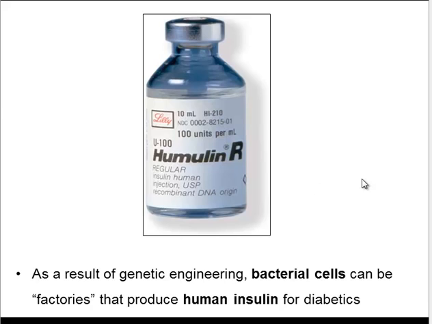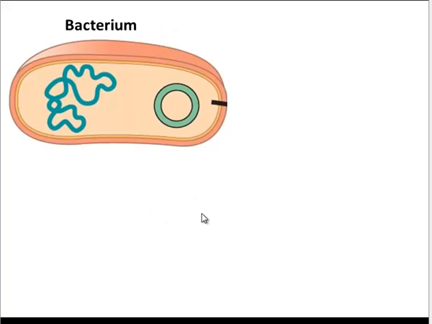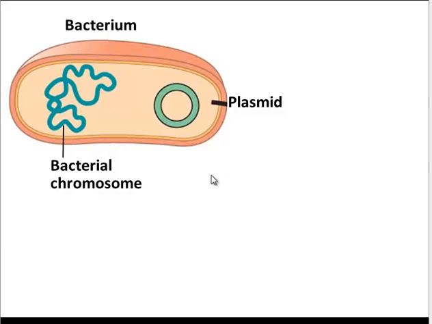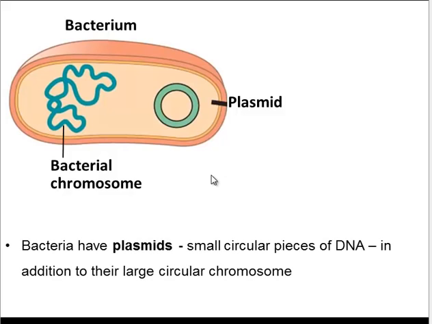So here's how it works. First of all, let's start with the bacterium. Why would we use a bacterium as a human insulin factory? Well, one reason has to do with its genetic structure. Bacteria have a big circular chromosome, but then they also have these smaller loops of DNA called plasmids. And it's very easy to move plasmids into and out of cells. So that's one advantage to using bacteria.